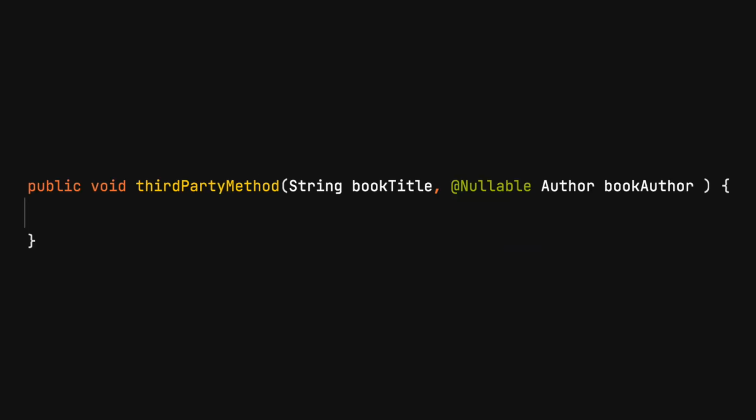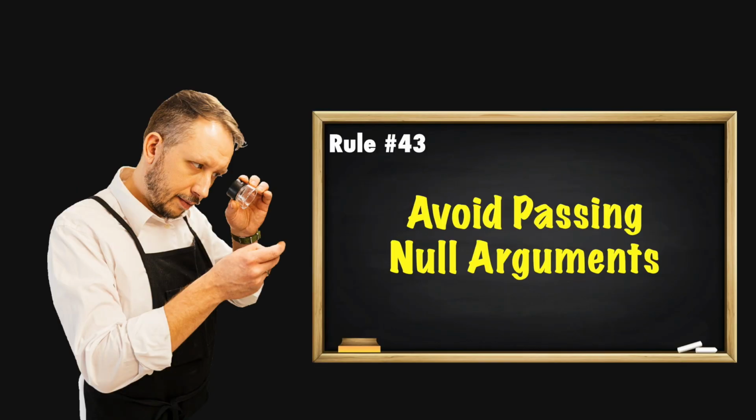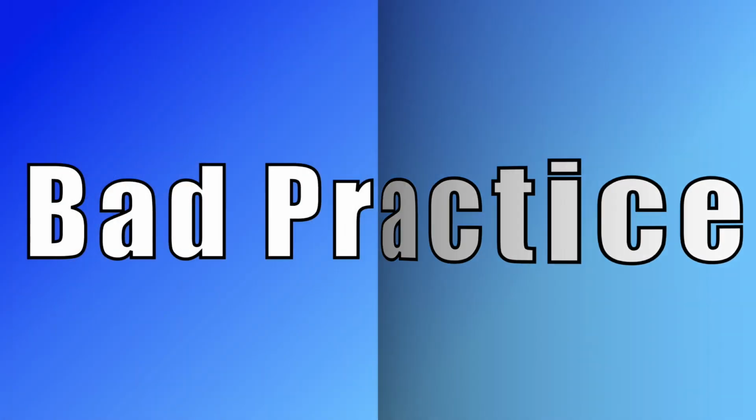Third-party code can also allow a null parameter. Although it goes against the spirit of the rule, you will need to honor their method signature. For this rule, let's focus on methods written in our application. Normally, passing a null value is bad practice.